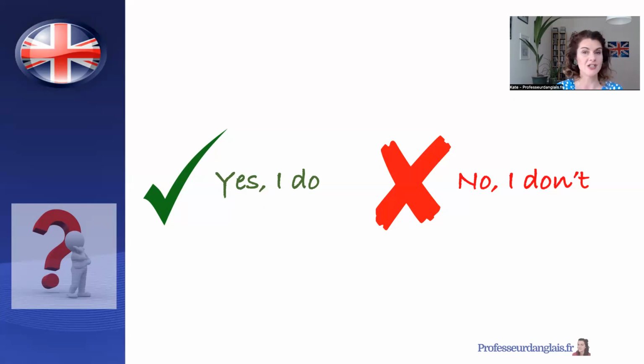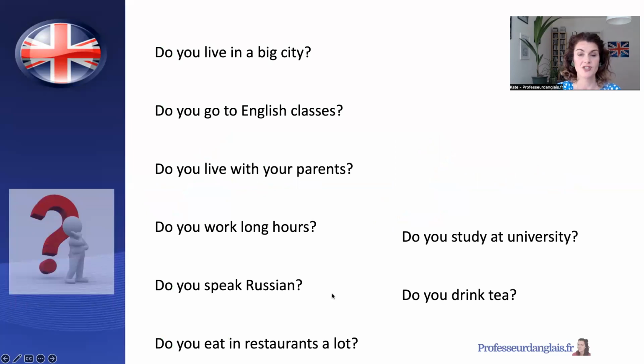Do you go to English classes? Do you live with your parents? Do you work long hours? Do you speak Russian? Do you eat in restaurants a lot? Do you study at university? Do you drink tea? Okay, well done. Now let's have a look at those questions that I've just asked you.